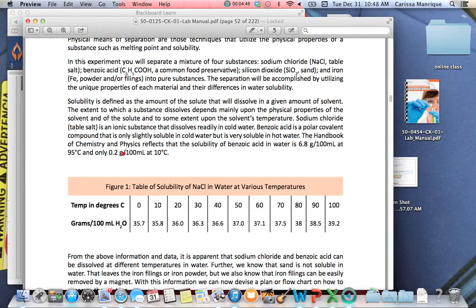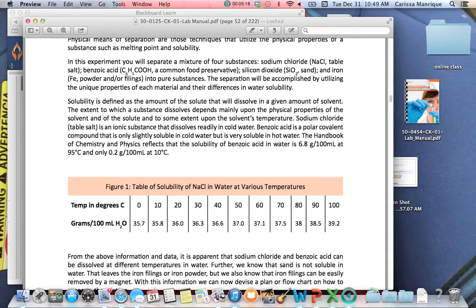So if we look at these numbers, what do they tell you? They tell you that salt, sodium chloride, can dissolve a lot more readily in water than benzoic acid. Salt dissolves pretty well, benzoic acid does not. And the reason is, we haven't really learned about this yet, but let me just blow your mind if you want. It would be intermolecular forces. Intermolecular forces are the attractive forces between different substances.